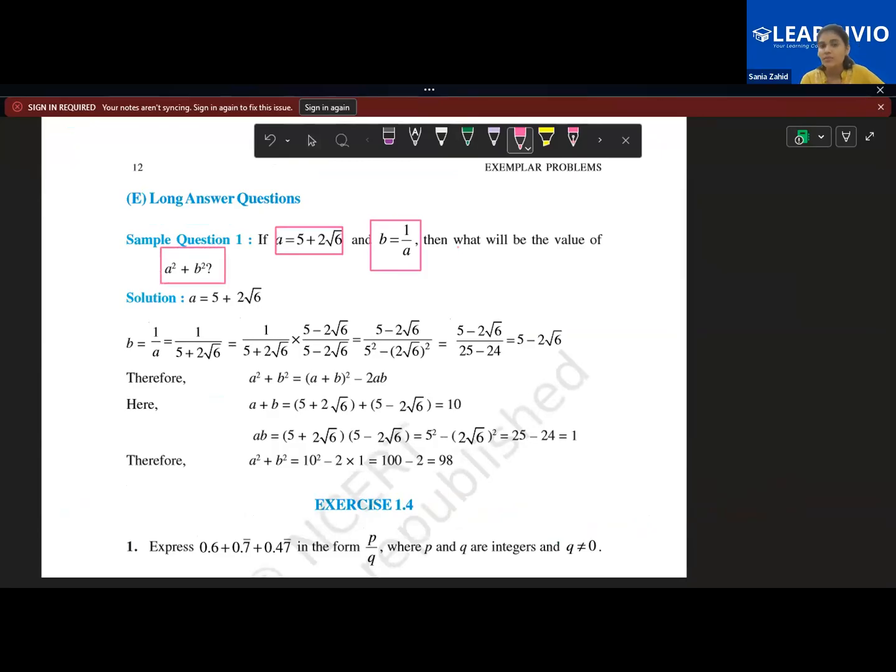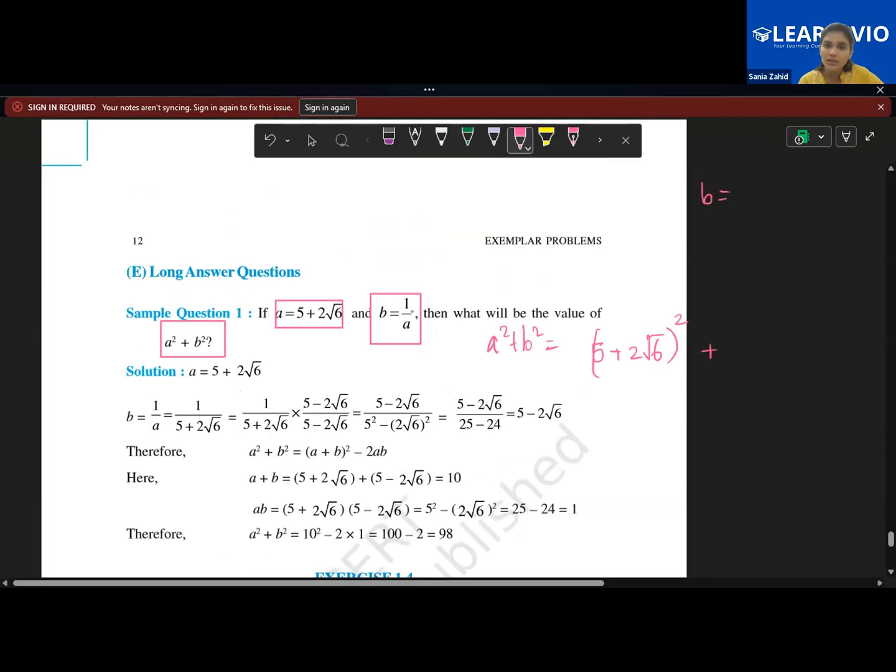So how will you find a square plus b square? First of all, put the value of a. The value of a is 5 plus 2 root 6. This is the value of a square, right? Plus, now what is supposed to be b square? B square is supposed to be 1 by a. That means, first of all, see children, let us define the value of b. B is equal to 1 by a, that means 1 by 5 plus 2 root 6.